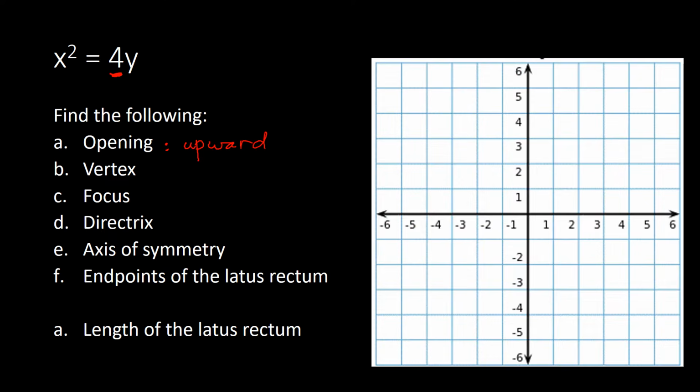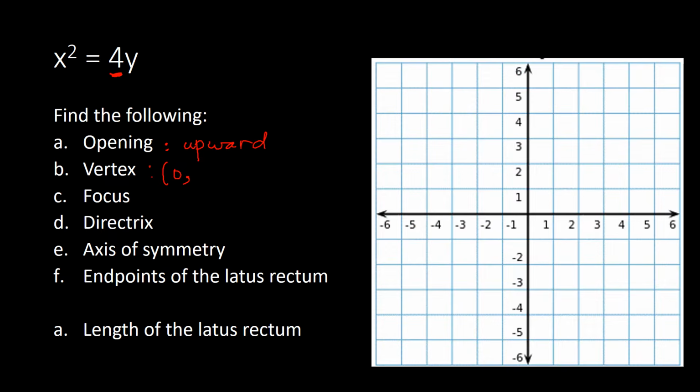Or you can have it as up. Next, vertex. So once we are going to look for the vertex, we must ask ourselves: do we have a number which is added or subtracted to your x? So the answer there is none. So that means this is 0.